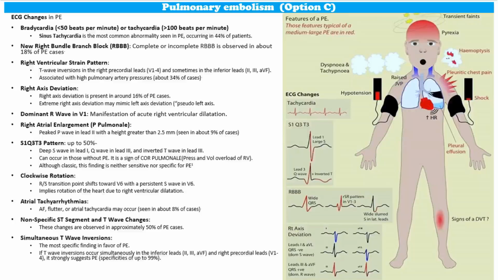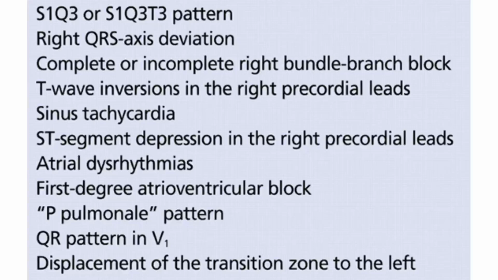The most common ECG finding in PE is sinus tachycardia, present in approximately 44% of cases. Other notable changes include a complete or incomplete right bundle branch block, which occurs due to delayed right ventricular depolarization and is seen in about 18% of patients. Right ventricular strain pattern, characterized by T-wave inversions in the right precordial leads, V1 to V4, and sometimes the inferior leads 2, 3, and aVF, indicates high pulmonary artery pressures and is observed in roughly 34% of cases.